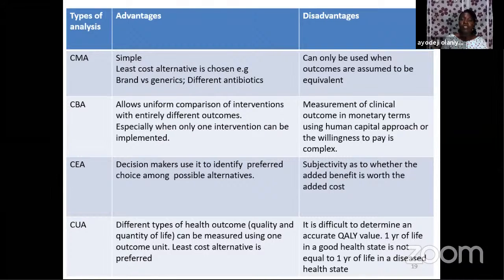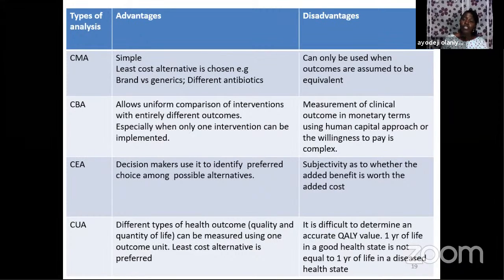Then we have the cost-benefit analysis. That one measures the cost and the outcome in monetary terms. So different interventions can be measured, even if they have different outcomes. That's an advantage it has. And especially when only one intervention can be implemented, when the outcome is converted into monetary terms, then the one that gives the most benefit would be chosen. But the disadvantage is that there are some outcomes that may not be easy to monetize.